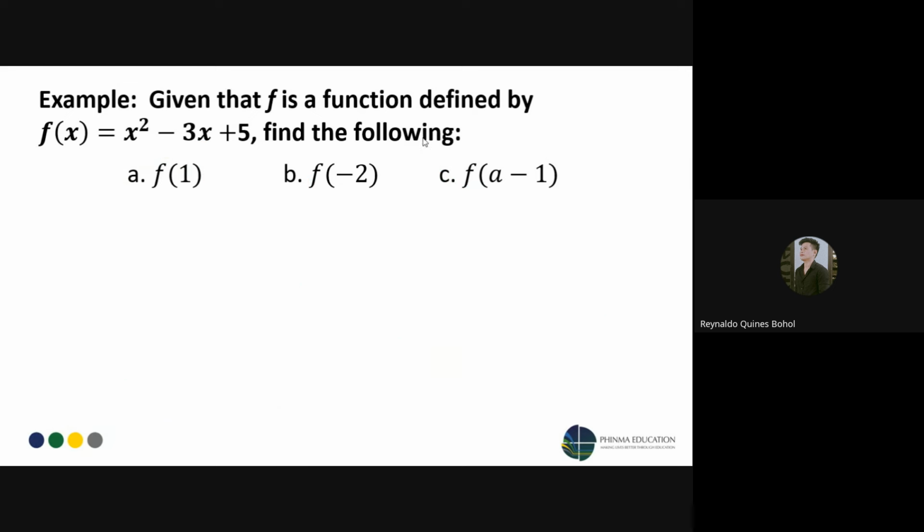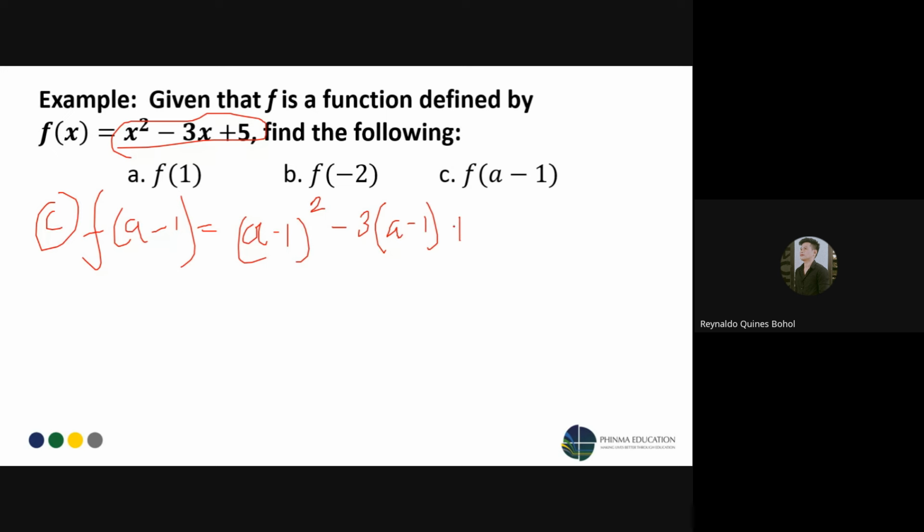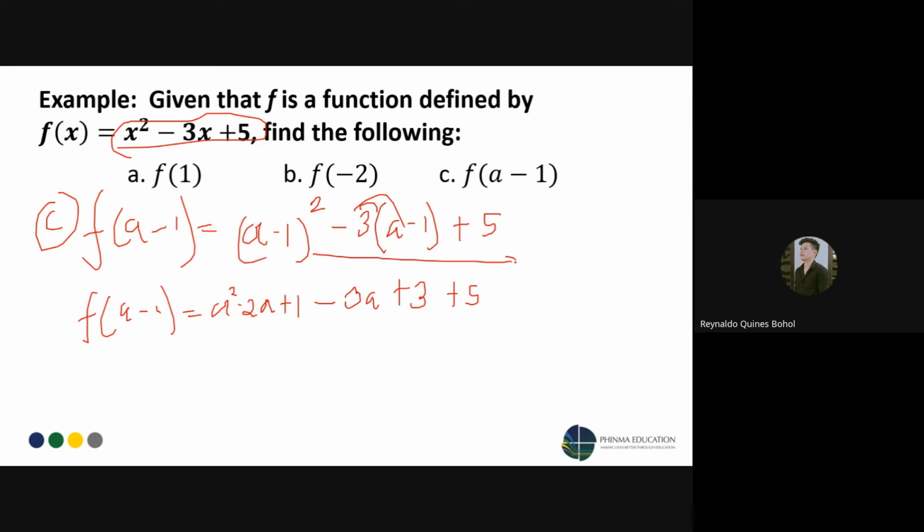Next, we go to letter C. So letter C is f of a minus 1. So substitute na natin. We're going to substitute a minus 1 to the given equation. So a minus 1 squared minus 3 times a minus 1 plus 5. So your f of a minus 1 is equivalent to a squared minus 2a plus 1. Then distribute. Negative 3a, distribute ulit, plus 3 plus 5. So dito na part, kailangan mo siyang expand, a minus 1, then a minus 1.